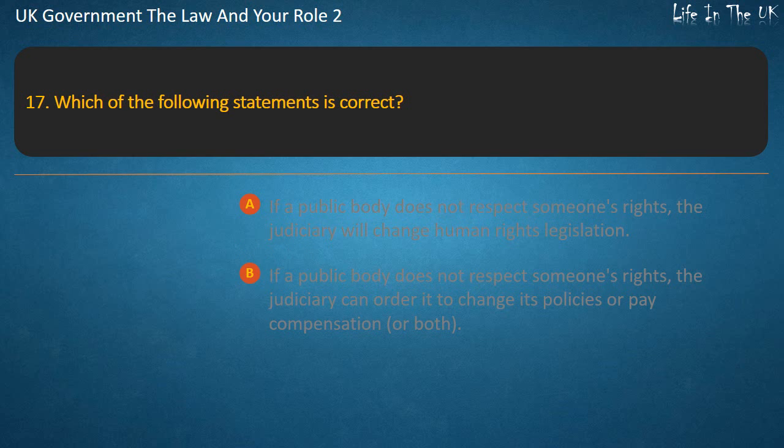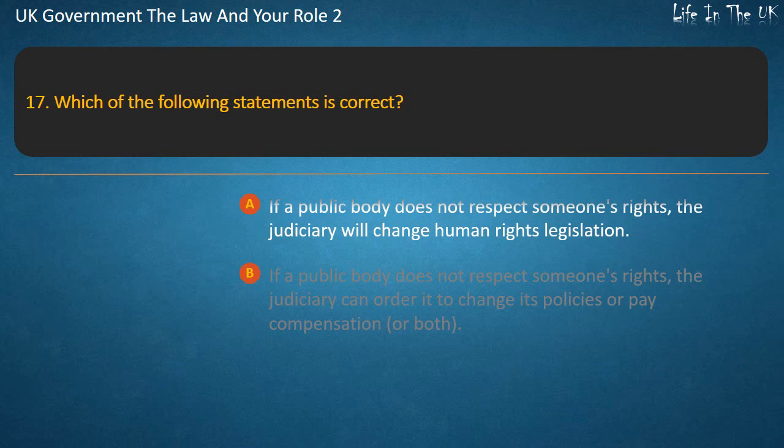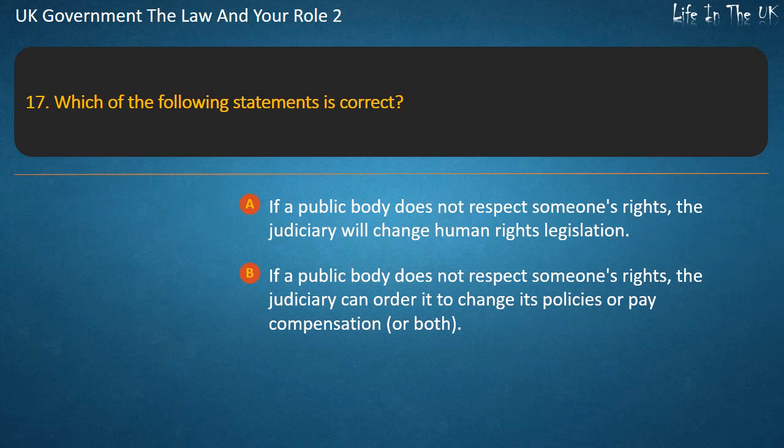Question 17. Which of the following statements is correct? If a public body does not respect someone's rights, the judiciary will change human rights legislation. If a public body does not respect someone's rights, the judiciary can order it to change its policies or pay compensation, or both. Answer. If a public body does not respect someone's rights, the judiciary can order it to change its policies or pay compensation, or both.